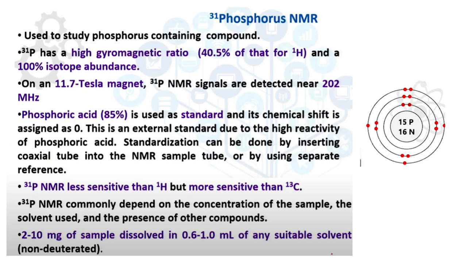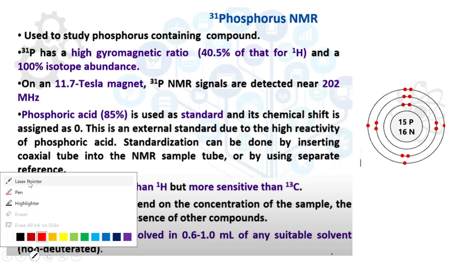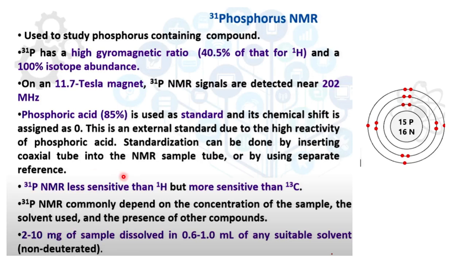Standardization can be done by inserting a coaxial tube into the NMR sample tube or by using a separate tube. So either in the same sample tube you may use both the sample and the reference standard phosphoric acid, or in another tube. In that case you will have two different tubes where one tube will contain the standard phosphoric acid and another one will be your sample, but it is less sensitive as compared to proton and 13C.